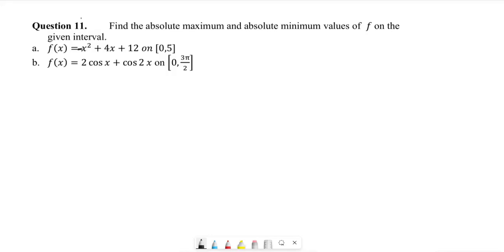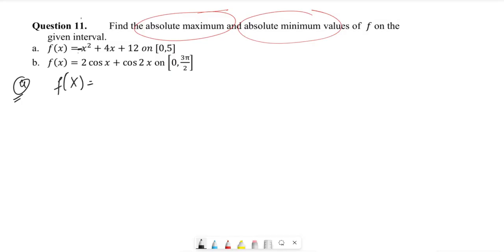Here we have a question about absolute max and absolute minimum. Step 1 for absolute max and minimum is find first derivative. So let's do part A. The function is, there's a typo here, this should be negative. Negative x squared plus 4x plus 12. We are working on interval 0 to 5.